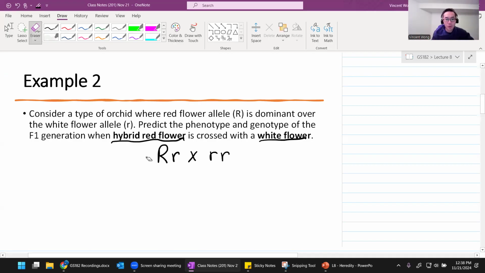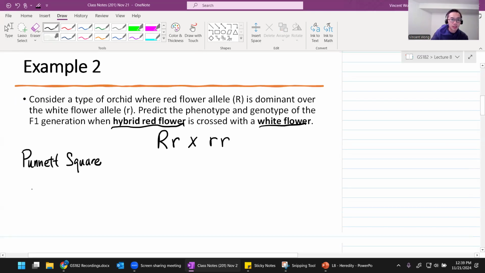So even though there are two alleles in the flower, when it produces gametes, the two alleles would separate. So half the gametes would get the big R, the other half will get the small r. Okay? So then we use that information to do the Punnett square, and it will look something like this.